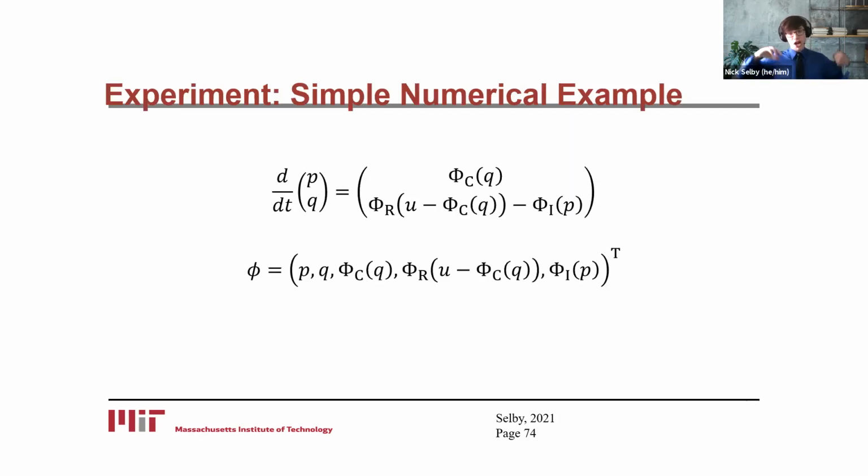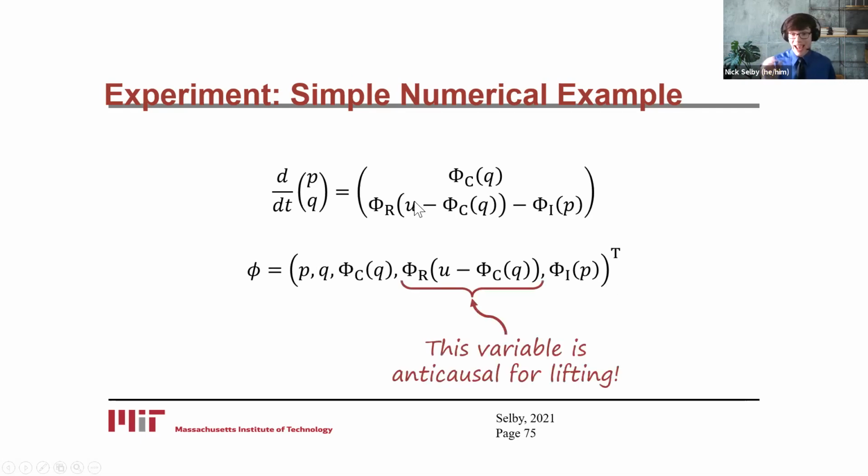Okay, so I've been talking a lot of math for a while now. Now I'm going to get into a simulated experiment. And I'm going to start with a simple numerical example with 2 states, that's P and Q, 5 observables, those are listed here, and 1 control input, that's U. And as you can see, this observable right here is a nonlinear function of my exogenous control input, which means I can't use it for lifting the system.